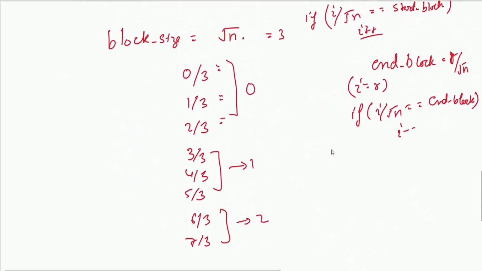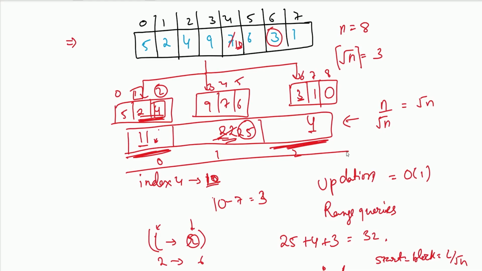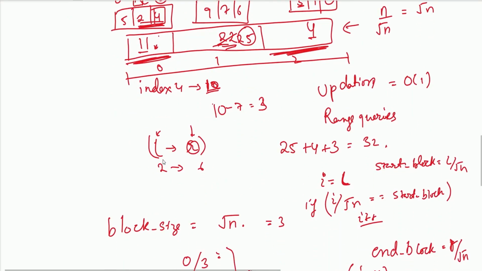What will be the time complexity of this? So number one thing is, how many blocks will be there? If we see n divided by root n, we will have root n blocks. So this will be square root n blocks, right? Except for the starting and ending block. Starting and ending means the start block is where L resides and the end block is where R resides. So except for these two blocks, what we are doing is adding root n minus 2 blocks. So in time complexity, it is root n only.